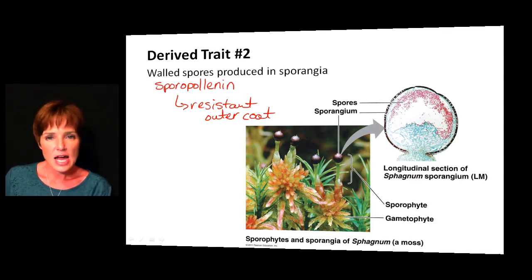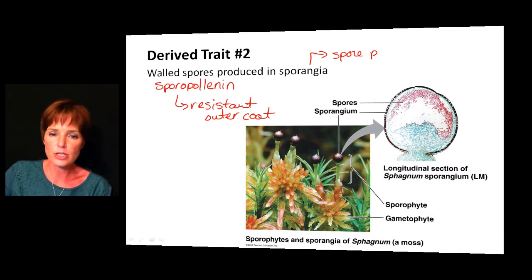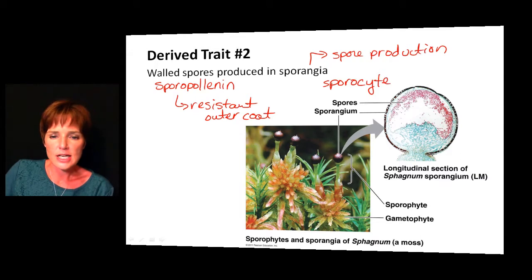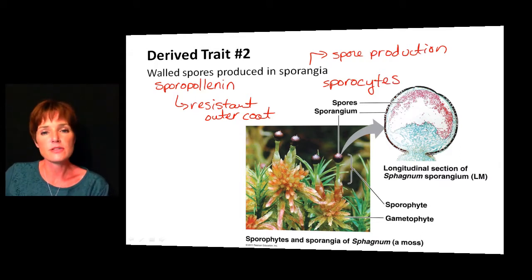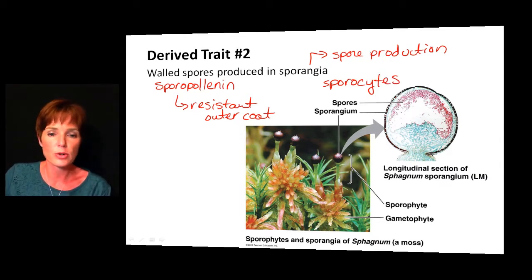Another thing that we're going to have is the sporangia. Sporangia are structures that are designed for spore production. Within the sporangium, we're going to have cells that are called sporocytes. And those sporocytes themselves actually divide into the spores that we're going to see. So in charophytes, we don't have any sporangia, and we don't have sporopollenin surrounding any spores.